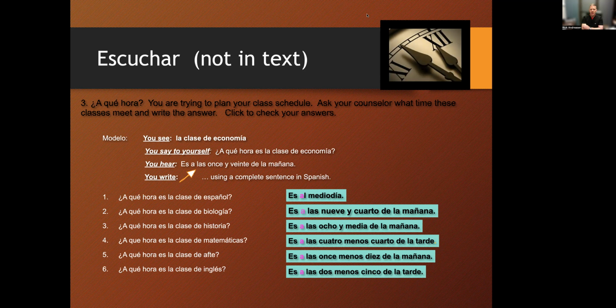Okay, so clase, we're going to go through each one of these. We're going to ask the question and then the answer with you repeating me. So repitan. ¿A qué hora es la clase de español? Es al mediodía.